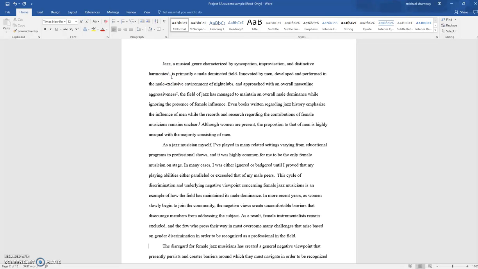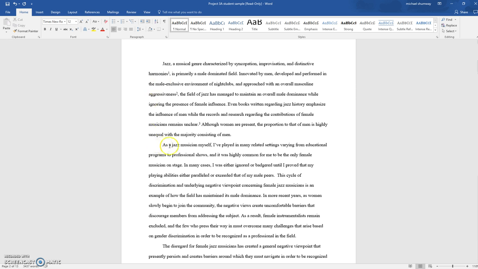Okay. So, innovated by men, developed and performed in the male-exclusive environment of nightclubs and approached with an overall masculine aggressiveness, the field of jazz has managed to maintain an overall male dominance while ignoring the presence of female influence. Even books written regarding jazz history emphasize the influence of men. Although women are present, the proportion of men is highly unequal.